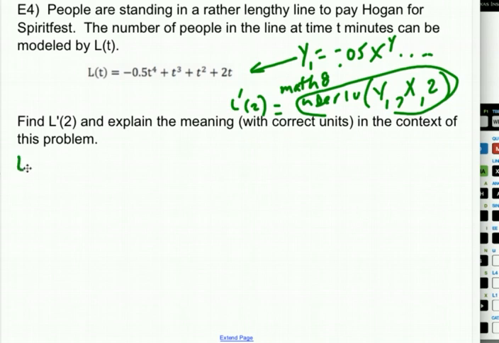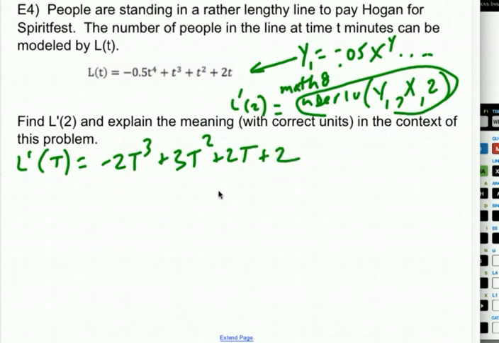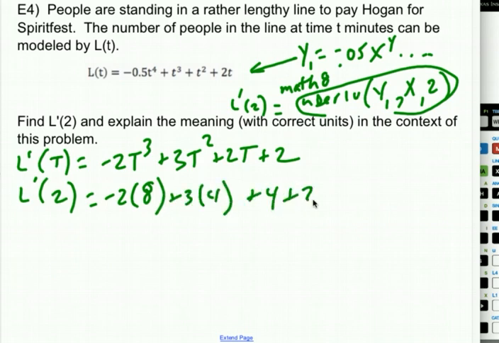I'm going to go ahead and do it by hand because it's not an awful problem. So L prime of t is going to be, when I drop the 4 down in front, negative 2t cubed plus 3t squared plus 2t plus 2. L prime of 2 is going to be negative 2 times 8 plus 3 times 4 plus 4 plus 2.